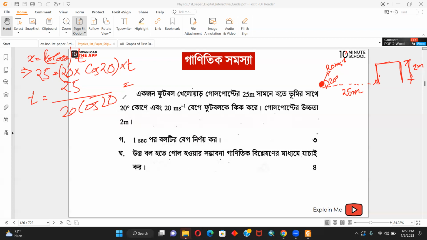Just 1.33. 1.33 seconds. Now, are you getting a little bit of an idea what you have to do next? Let's hear from you. No idea? See, after 1.33 seconds, the ball has already crossed 25 meters. So the next criteria is that it should be reaching the goal. But what is another criteria? Think about it.